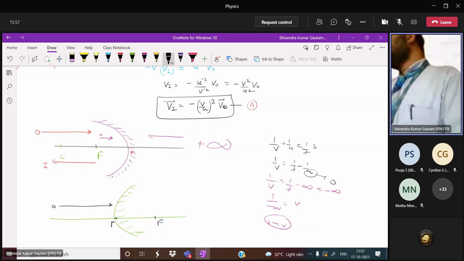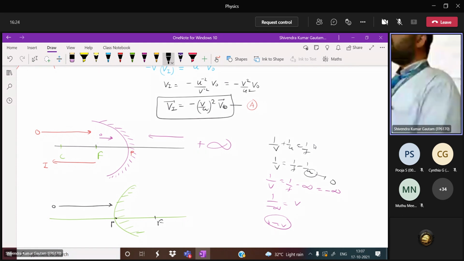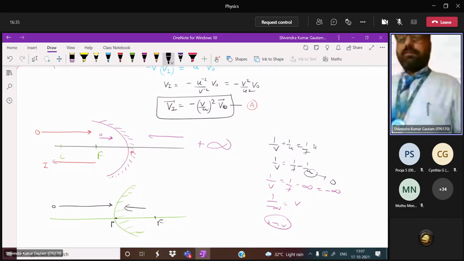When the object is at minus infinity, the image forms at the focus. For an object between minus infinity and the pole, the image is between P and F. We have already made this diagram. If the object is at the pole, the image is also at the pole. Is everyone understanding my point? The direction is opposite, no doubt in this, but here the position is limited to P to F only. Write this down.